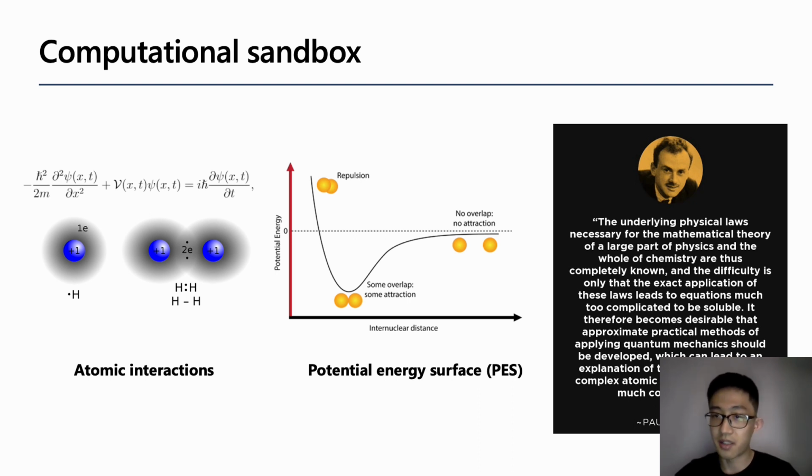Let me first quote Dirac on this. The underlying physics laws, written as mathematical equations for chemistry, are already known. What Dirac is talking about is actually the Schrödinger equation for electrons. So basically, by solving it, we can calculate the energies of any systems, any sets of atoms in any configurations. This formulates what we call a potential energy surface. So the potential energy surface, or PES, is a function that describes the mapping between atoms, atomic positions, and the energy. If one knows the PES of a chemical system, in principle, all the properties can be computed.